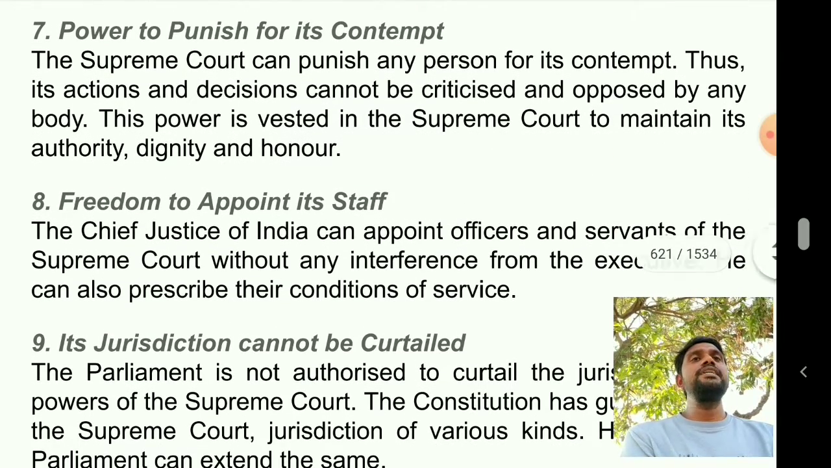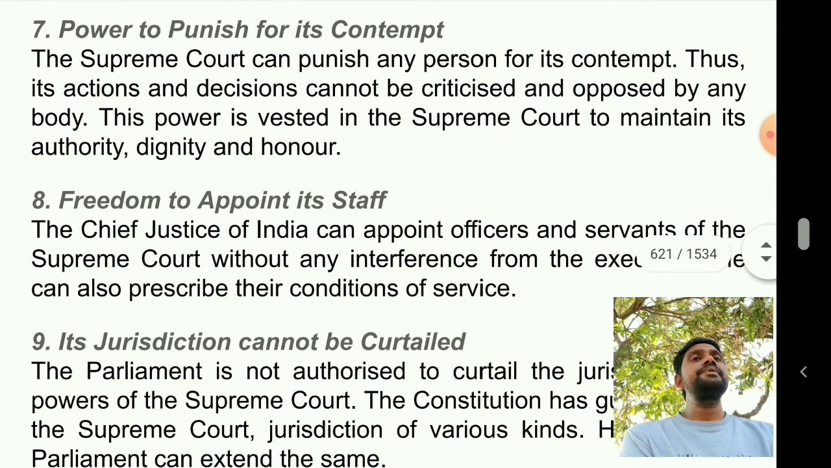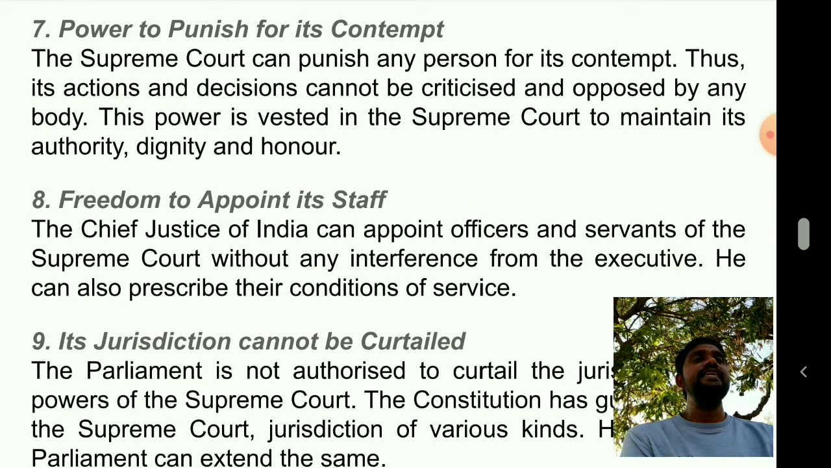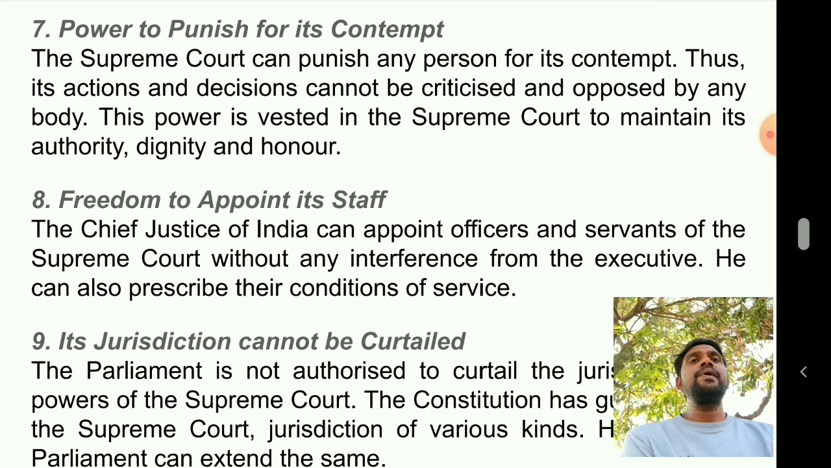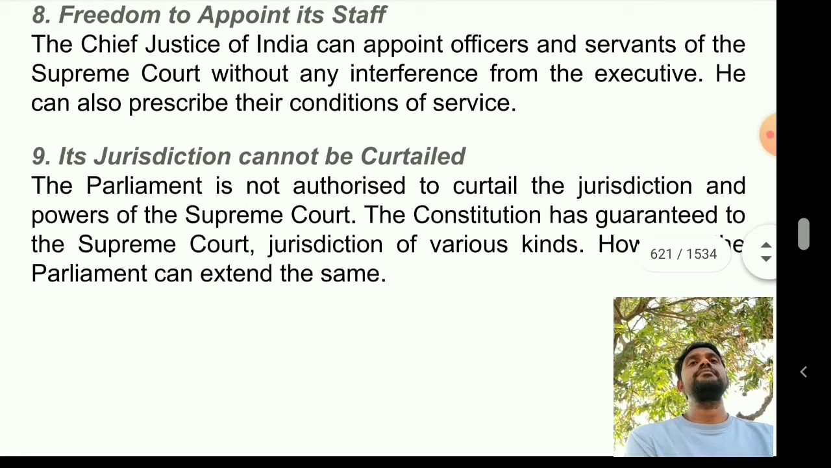Next, seventh is power to punish for its contempt. The Supreme Court can punish any person for its contempt. Thus, its actions and decisions cannot be criticized and opposed by anybody. This power is vested in the Supreme Court to maintain its authority, dignity, and honor.